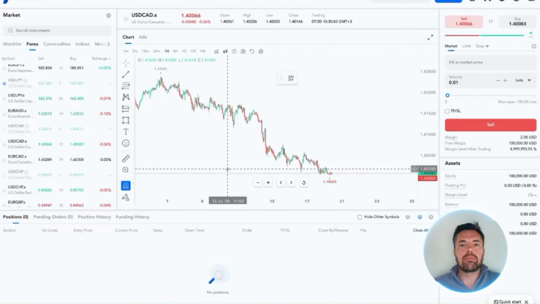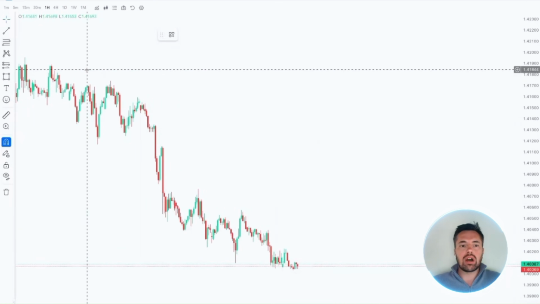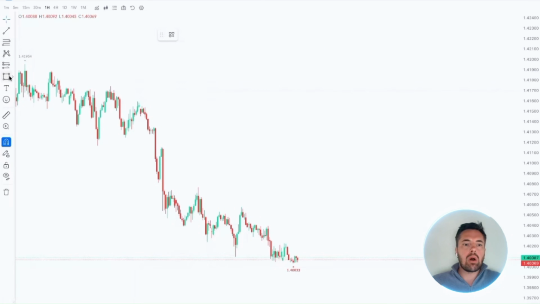Now I'm on PU Prime's Web Trader and I want to show you CSD, which is change in state of delivery. This is a concept that identifies a precise moment the market shifts from delivering price in one direction to delivering it in another, and it's one of the most important things you can learn to spot on a chart.